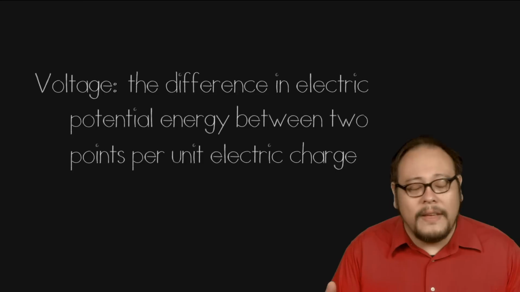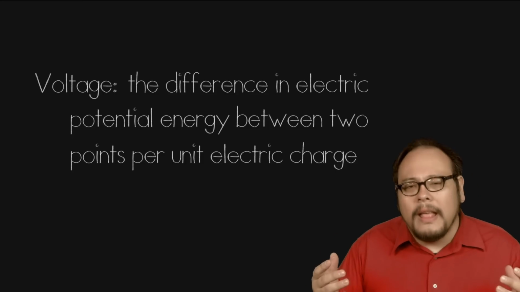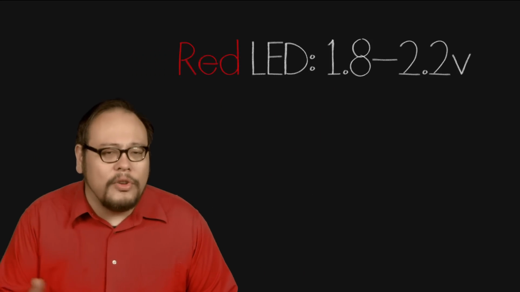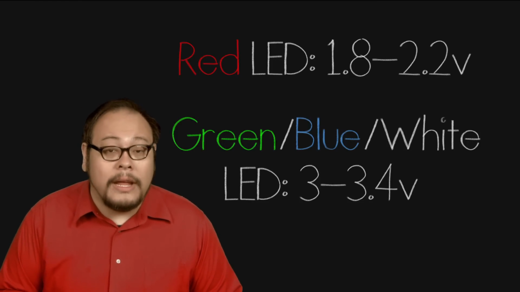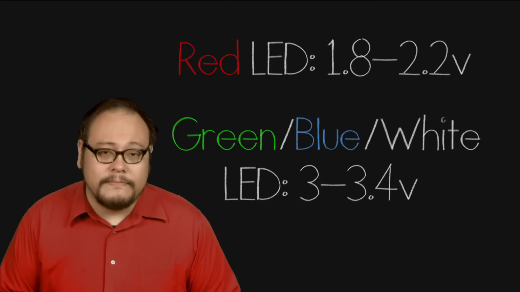Voltage is the electrical potential difference between the positive and negative terminal. Think of it as pressure. A diode needs a certain amount of pressure to pull those electrons out of the holes in the depletion layer in order to allow current to flow through the diode. This forward voltage information is usually available when you buy your LEDs. Generally speaking, red LEDs are 1.8 volts to 2.2 volts. And green, blue, and white LEDs are 3 to 3.4 volts.